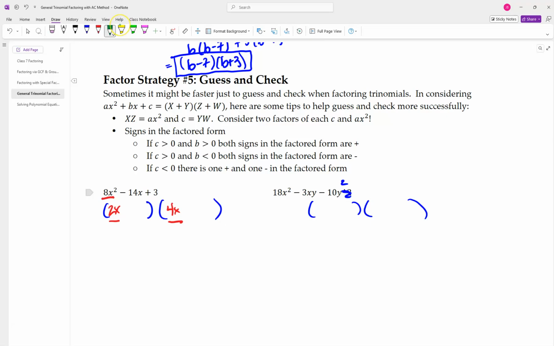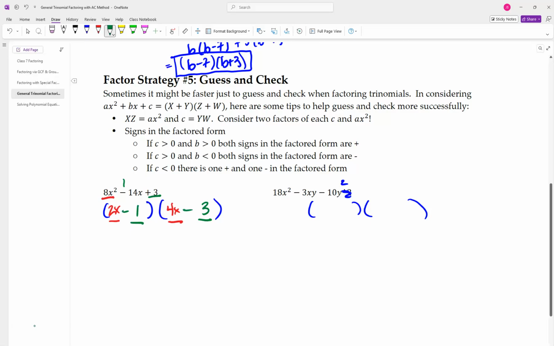And then the other thing is that at the end, the plus 3 that I'm experiencing comes from these last two terms, right? So I'm thinking 3 and 1. And then in terms of the sign, this is what these bullets mean. If the last sign is positive, so I'm kind of in these two cases, and the B sign is negative, then they're both going to be negative.